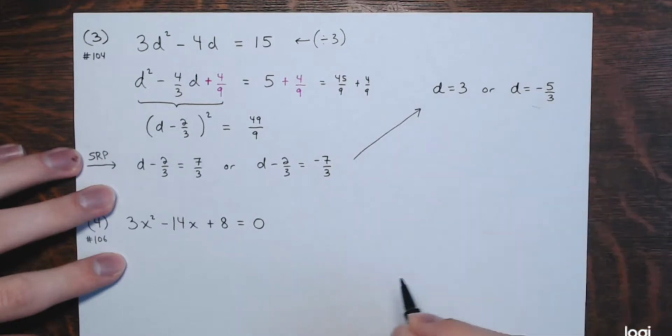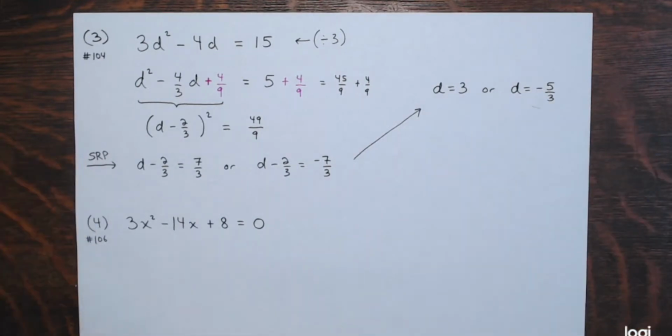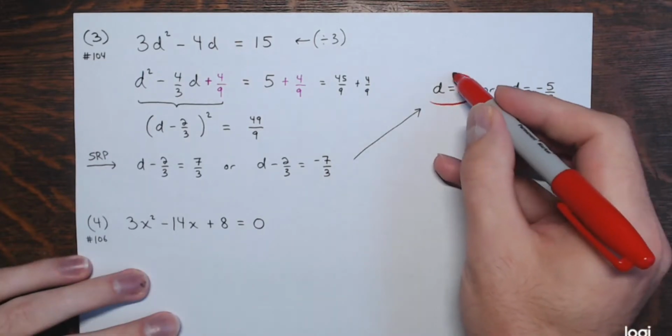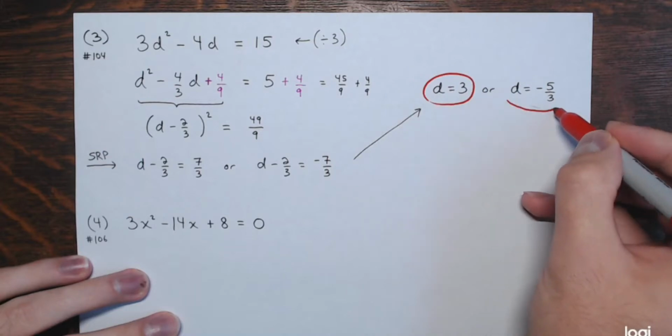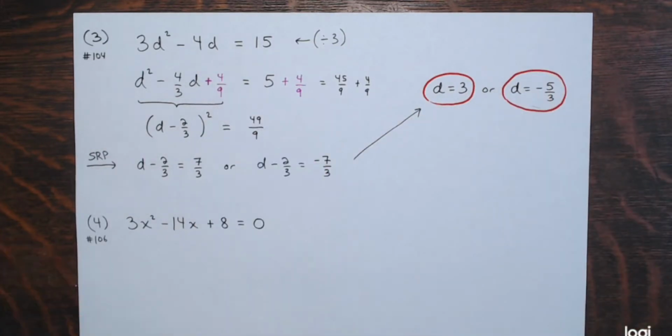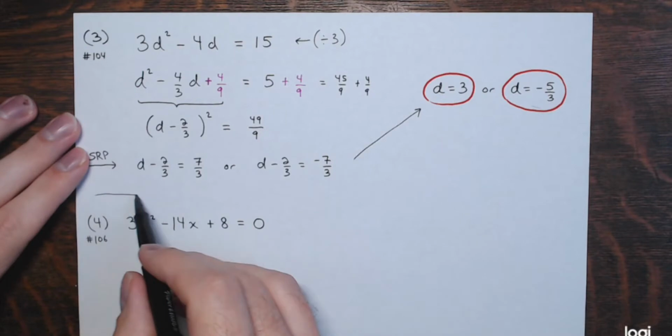And there we go. And check them. I promise you, if you did everything correctly, they should work out. But I leave it to you to check that these are valid solutions to this equation. D equals 3 and d equals negative 5/3. Great.